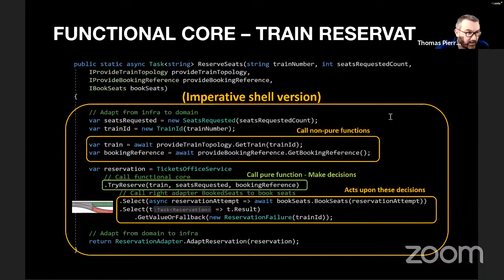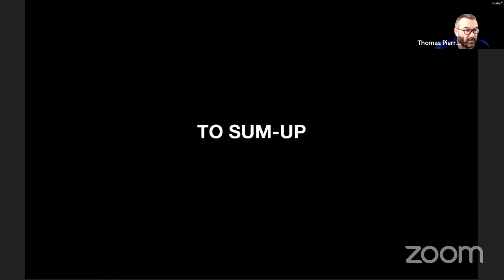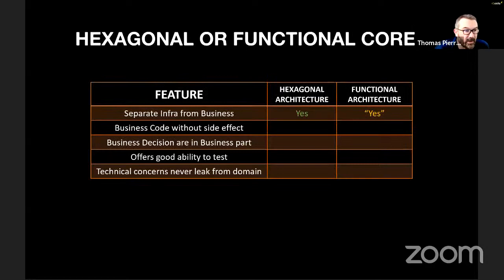Okay, maybe we can sum up the difference between the hexagonal and the functional core. You've made a slide about that. Yeah, we tried to. It's not very easy because it's not exactly the same spirit, but we tried to make the exercise: separate infra from business. Yes, and functional with Scott, because in hexagonal architecture we mix pure and impure functions actually. So the separation is different.